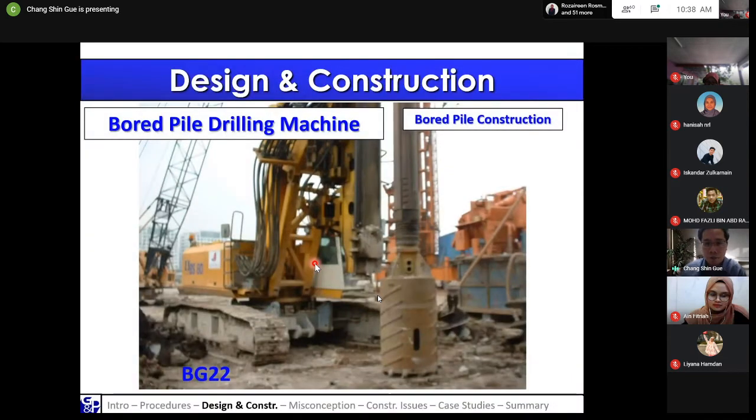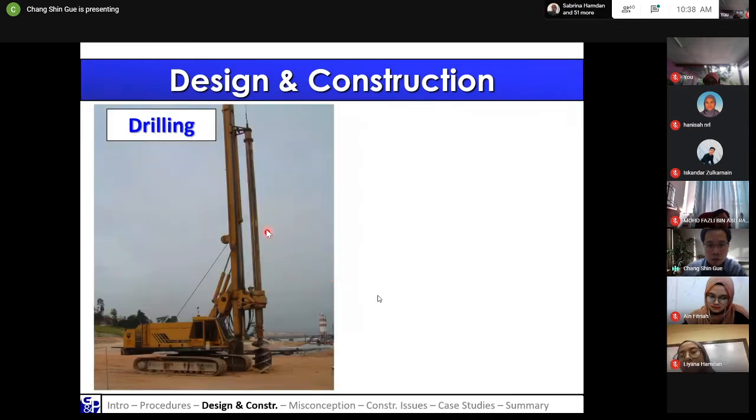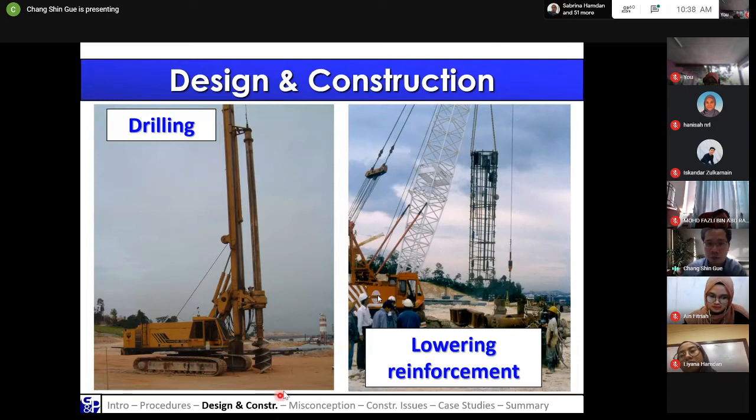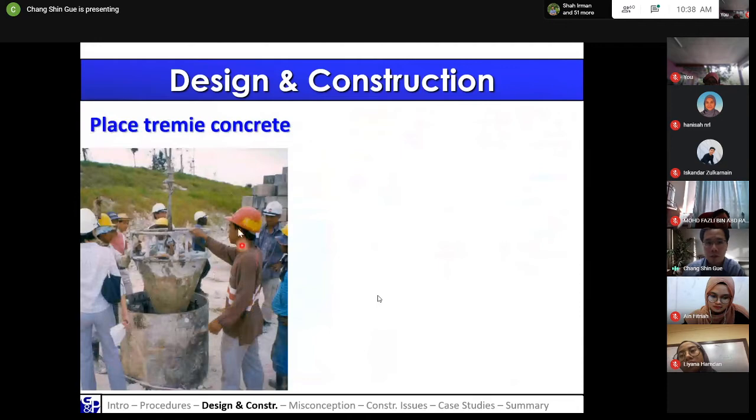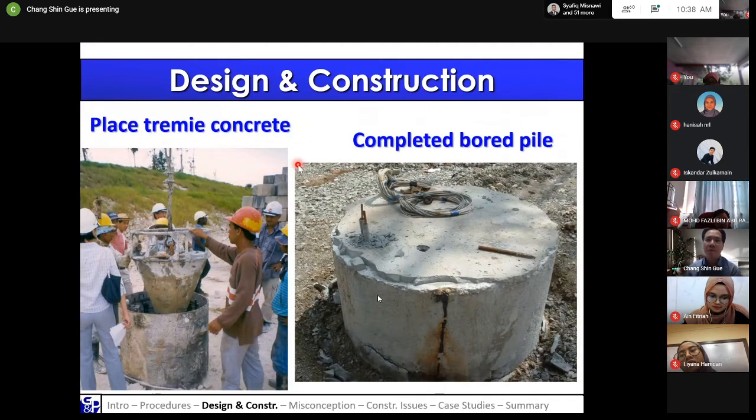To show you the actual picture, this is an example of a bored piling machine. This is the coring part. This is in position for drilling. Once you have finished drilling, you then lower in your reinforcement cage and then start to cast the pile with the tremie pipe, and that's a completed bored pile.